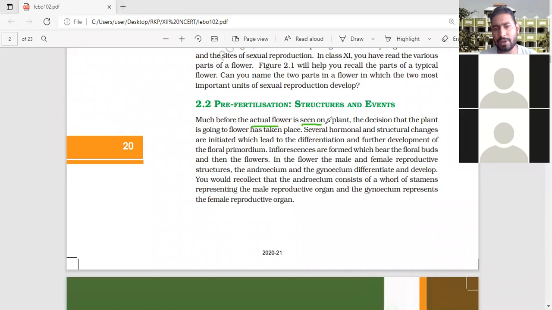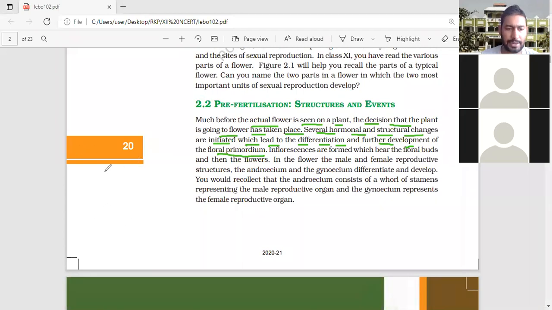Much before the actual flower is seen on a plant, the decision that the plant is going to flower has taken place. Several hormonal and structural changes are initiated which lead to the differentiation and further development of the floral primordium.